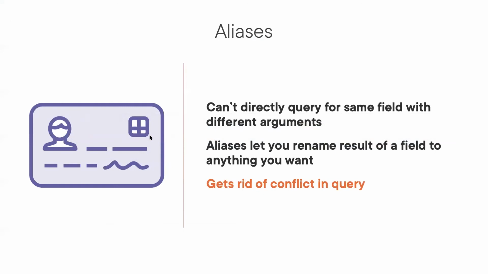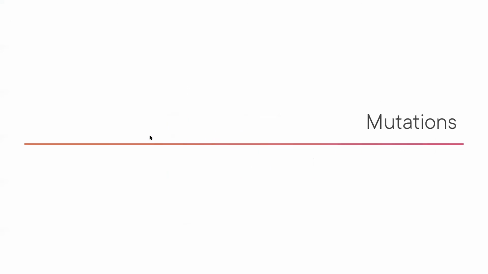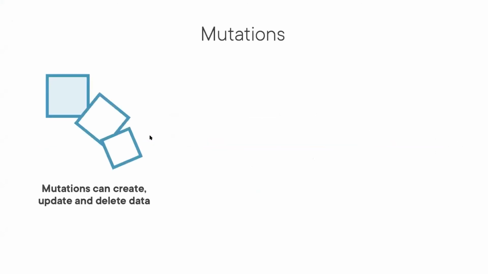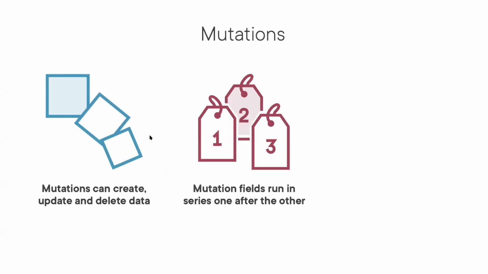The next thing we're going to look at is basically mutations. So we talked about queries. We learned about how you can pass arguments, variable arguments. You can write fragments for your queries that you can reuse. You can also use aliases if you have the same argument with multiple values you're passing to a query and so on. Mutations are also equally important. And mutations basically can create, update, and delete your data. And mutation fields run in series one after the other.